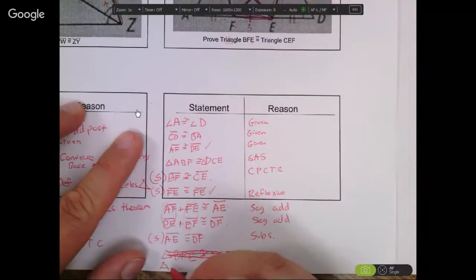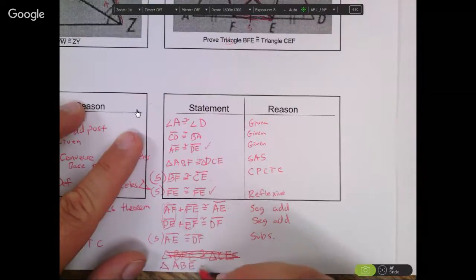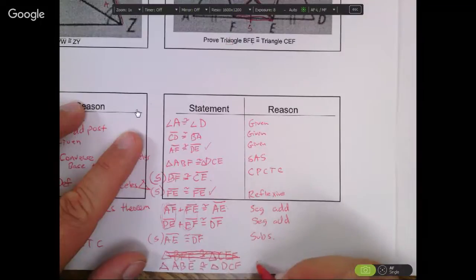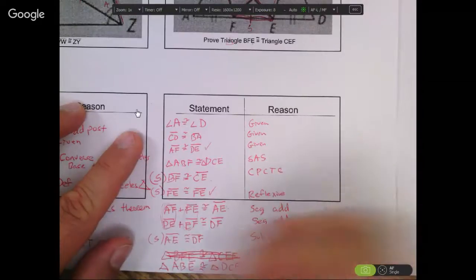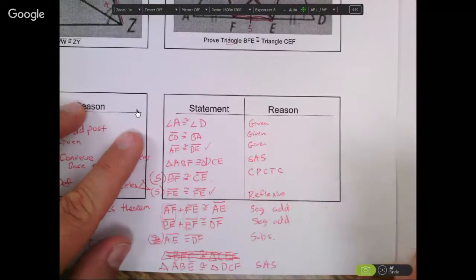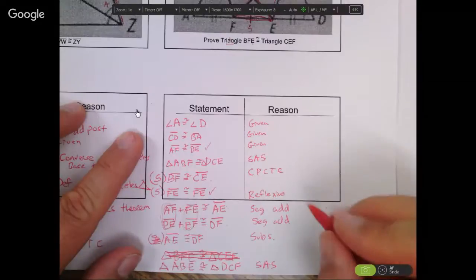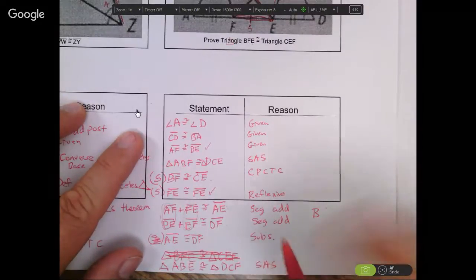Triangle ABE is congruent to triangle DCF because of side angle side. And then that means DE is congruent to CF because of corresponding parts of congruent triangles. You're going way too fast.